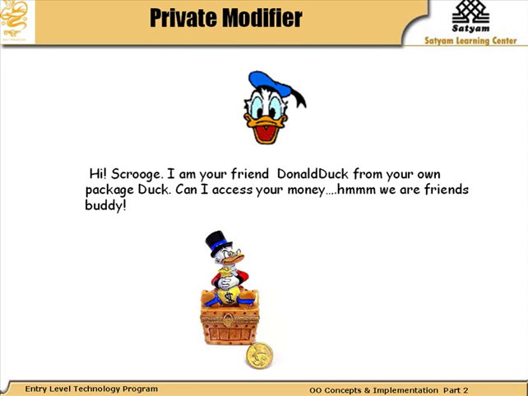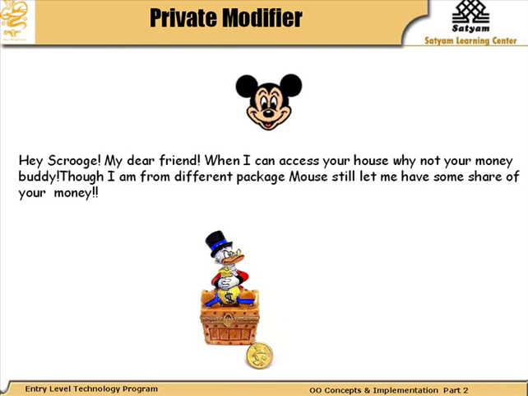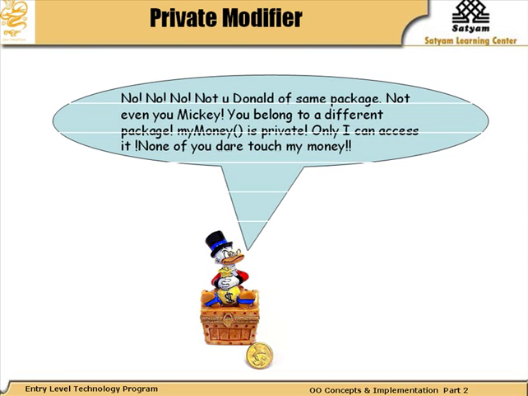Hey, hi Scrooge. I'm your friend Donald Duck from your own package Duck. Can I access our money? We are friends, buddy. Hey Scrooge, my dear friend, when I can access your house, why not your money, buddy? Though I'm from different package mouse, still let me have some share of your money. No. Not you, Donald, of same package. Not even you, Mickey. You belong to a different package. My money is private. Only I can access it. None of you dare touch my money.